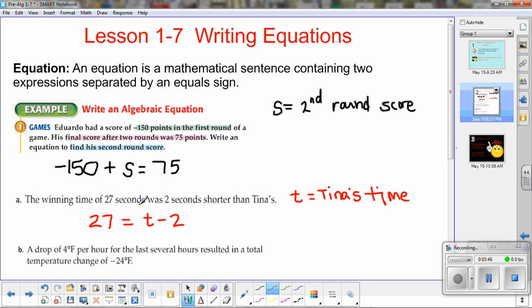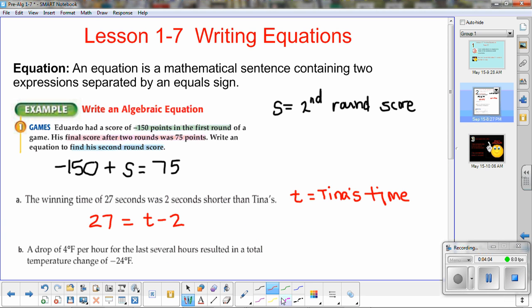Some kids might mess this up right here by putting 2 minus T if they just read it in the order it is, 2 seconds shorter. It needs to be switched around though, because 2 seconds shorter than Tina means to take Tina's time and take away 2.